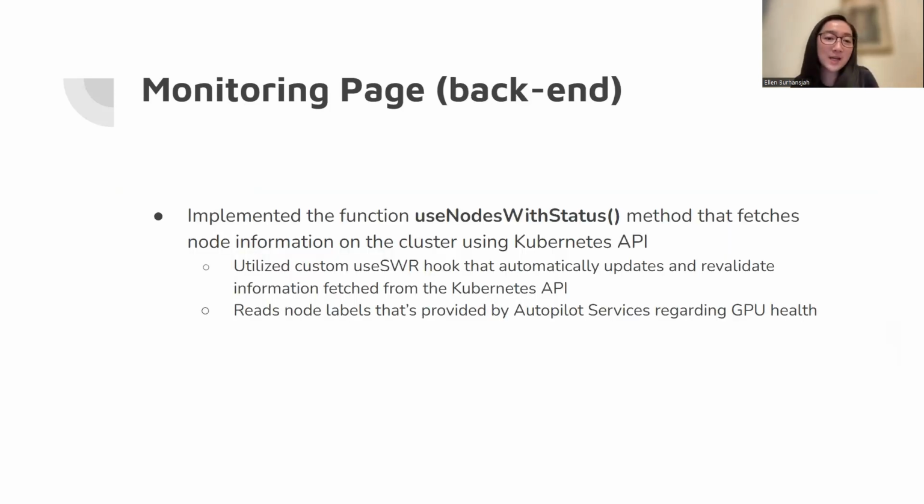And regarding the backend, we implemented a function called use nodes with status that uses the Kubernetes API to fetch information regarding the nodes on the cluster. So we utilized a custom hook that automatically updates and revalidates the information that was being fetched. And we also read the node labels that were provided by Autopilot services regarding the GPU health.